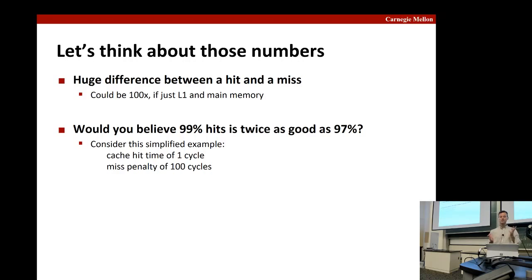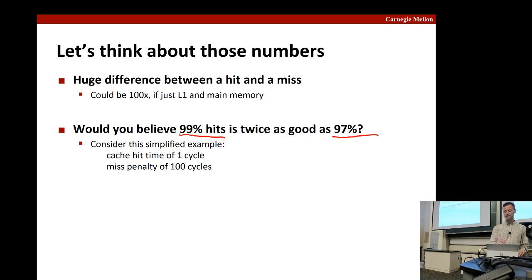So therefore, there's this huge difference between a hit and a miss, which is, for instance, 100x almost for L1 and main memory. And so this is kind of an interesting way to think about it. So if I tell you I'm getting 99% hits in one case and 97% hits in another case, you might think, oh, well, that's pretty similar. All right, we're in the same ballpark. But actually, 99% hits is twice as fast as 97% hits, right?